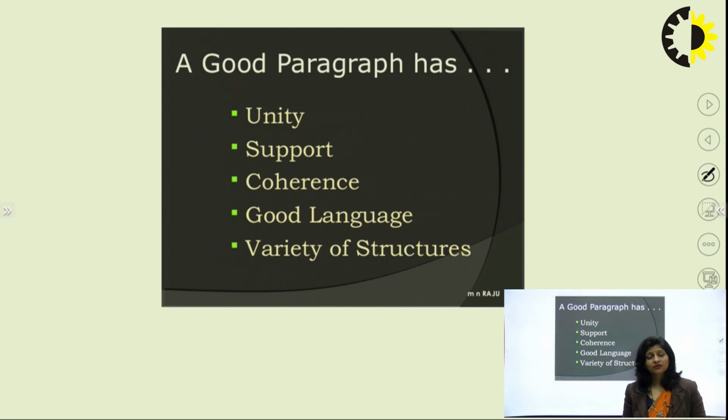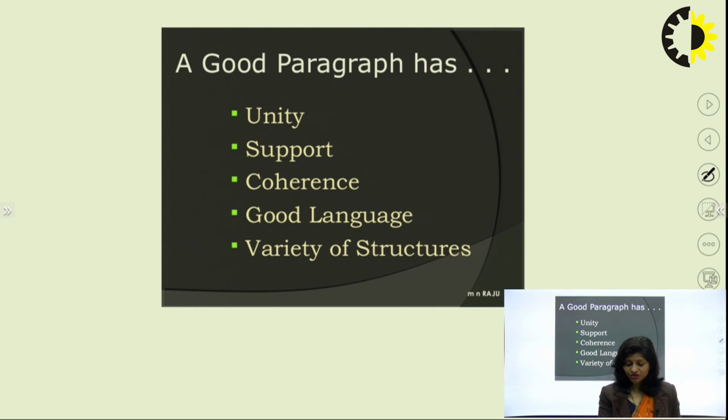Unity is oneness of purpose, or unity can be defined as how the sentences contained in a paragraph hang together. So if you want to convey one idea, you should write all the sentences related to that idea only. And if you want to write the next idea, then you should write the next paragraph. All the supporting lines should provide complete support to develop only the main idea of the paragraph.